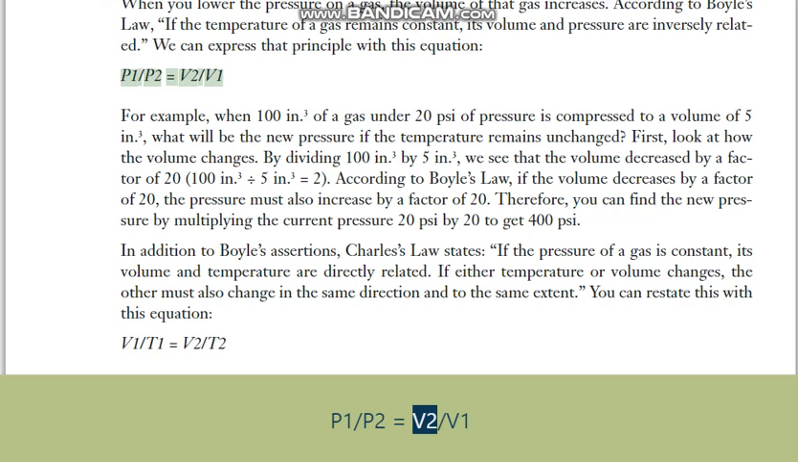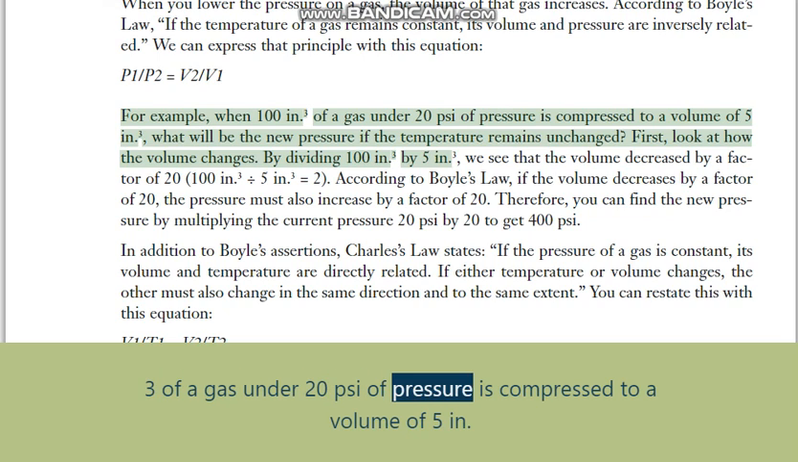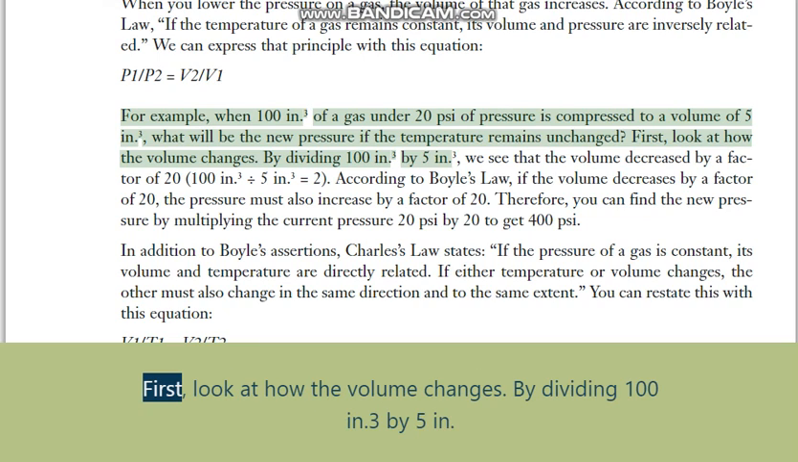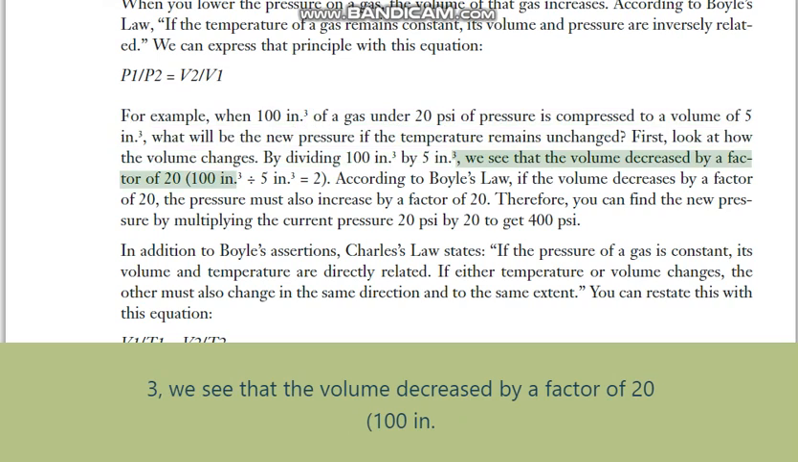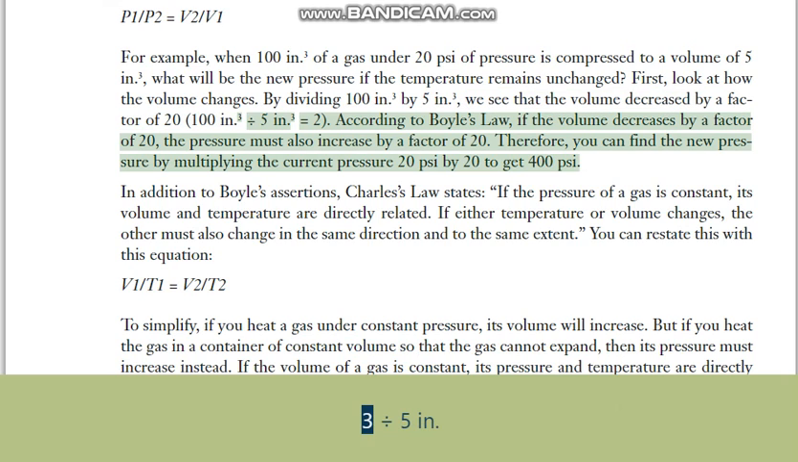P1/P2 equals V2/V1. For example, when 100.3 in³ of a gas under 20 psi of pressure is compressed to a volume of 5.3 in³, what will be the new pressure if the temperature remains unchanged? First, look at how the volume changes. By dividing 100.3 by 5.3, we see that the volume decreased by a factor of 20. 100.3 divided by 5.3 equals 20.